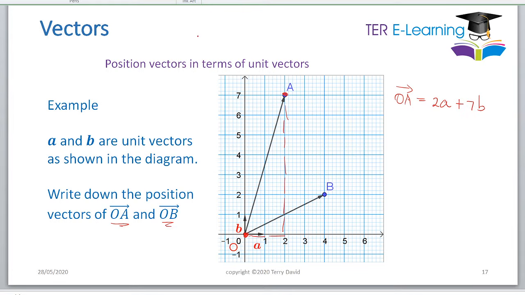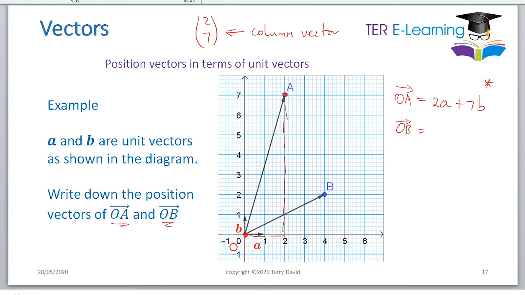So notice I didn't write the answer as 2, 7, right? This is column vector format, all right? This is a column vector. But the question wants us to write it in terms of A and B, in terms of unit vectors, right? So this here is the answer. This is what we're looking for, right? This is actually an exam question, I believe, right? So that is OA.